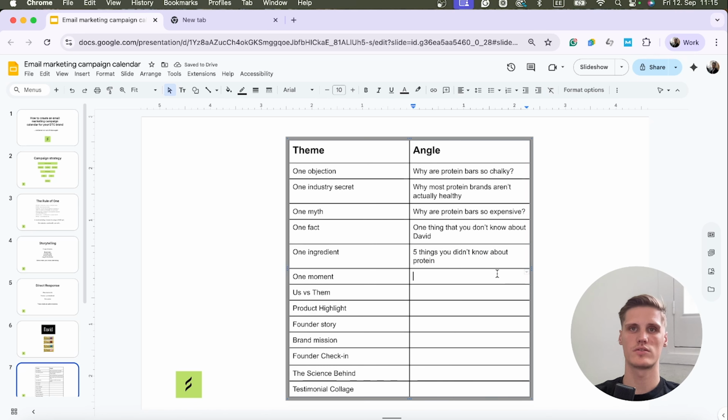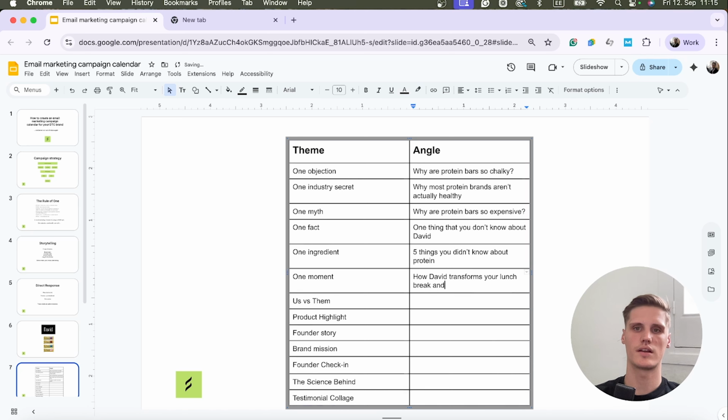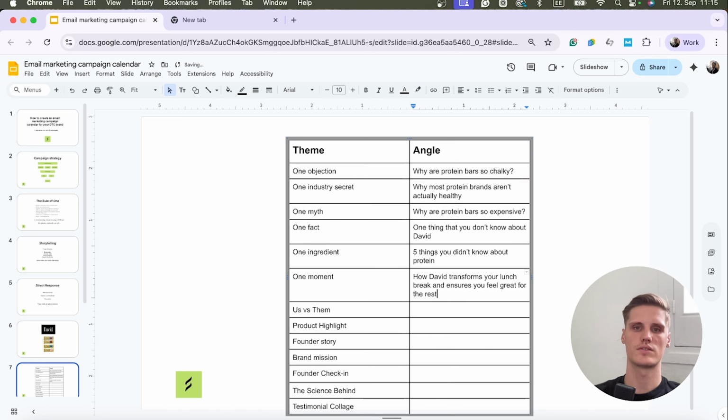And then one moment. So one moment is all about transforming one moment in a consumer's life. For example, what I can imagine with protein brands is you can have them on lunch break and it will just transform the way you feel for the rest of the day. So how David transforms your lunch break and ensures you feel great for the rest of the day. So you want to zoom in on one moment.